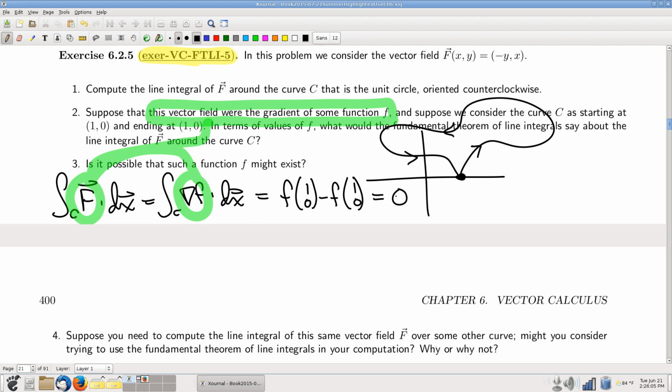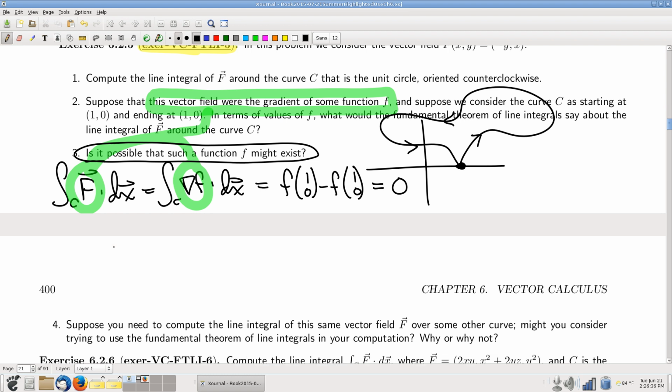So now let's ask the question, is it possible? Well, we already computed one of these line integrals, and we got not 0. So if it were a gradient, the computation in part 1 would have had to give me 0, but it didn't. Does that make sense? So it can't be. So the answer to this question, is it possible that an anti-gradient might exist? No, it can't be an anti-gradient. All good?